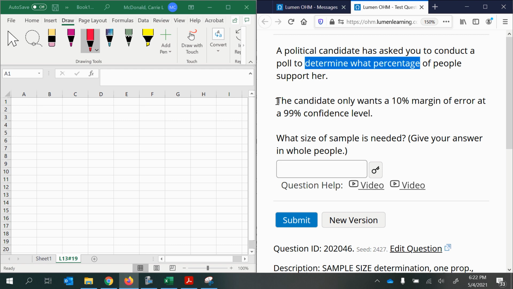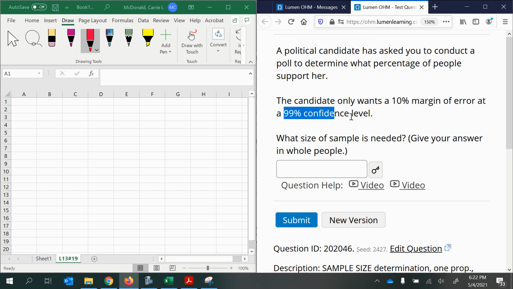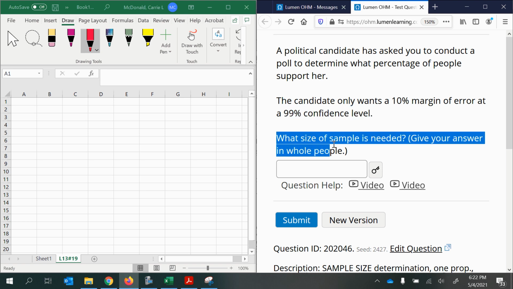But they've given us these goals that we want to meet. We want to have a 10% margin of error and 99% confidence. And we need to know before we go out and collect sample data what sample size is needed so we can collect enough information when we go out and survey.